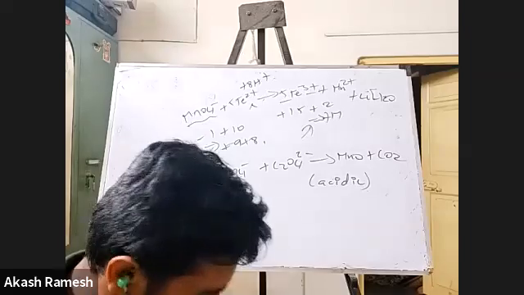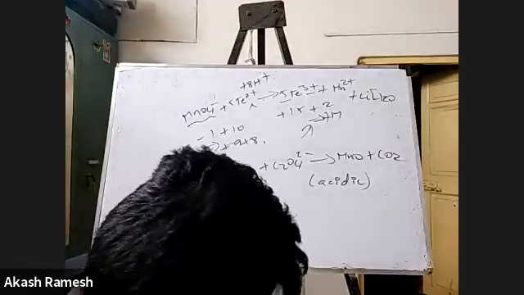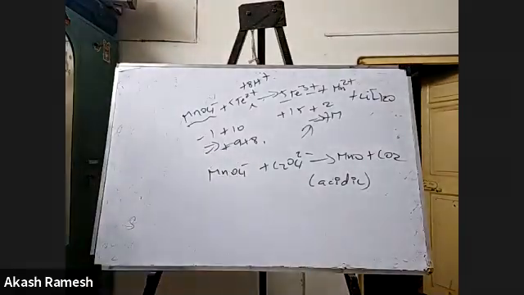Yeah. 22H plus, 2 MnO4 minus plus 10 C2O4 2 minus gives 2 MnO plus 10 CO2 plus 11 H2O. Okay, some things were correct, some things were wrong. Okay, let me check. Right, fine.